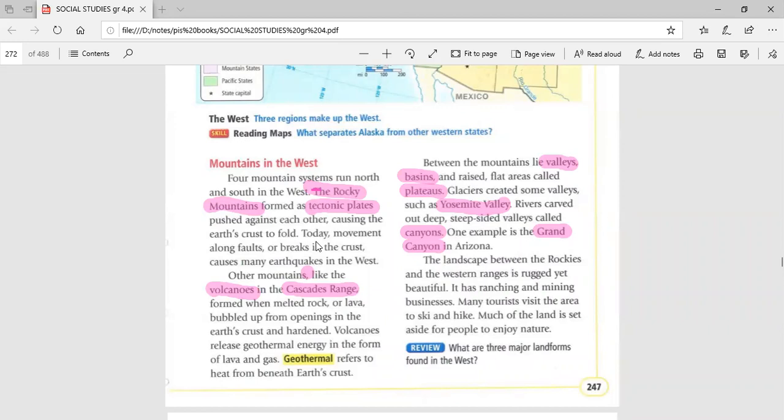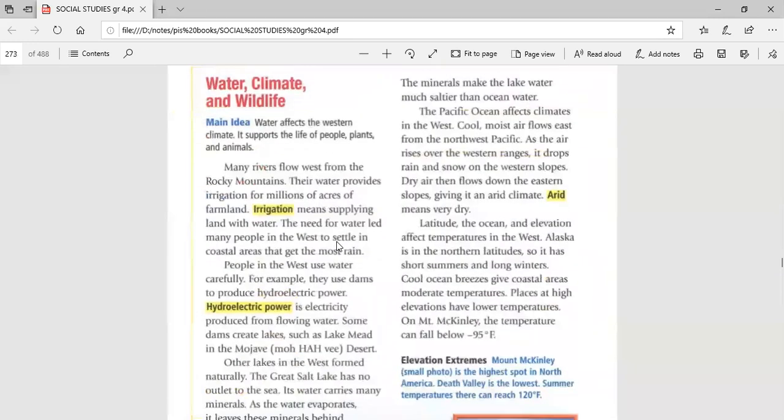Let's move to the second section, but before we move, I have to erase that. Okay, let's move to the next page. The next page is speaking about the water, climate, and wildlife.